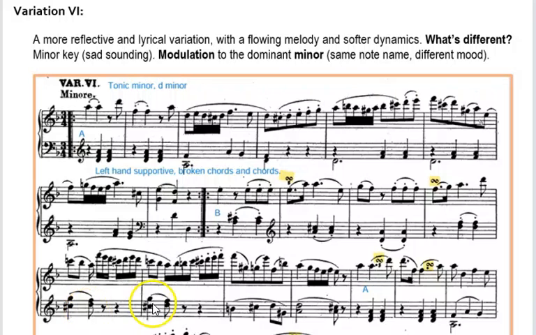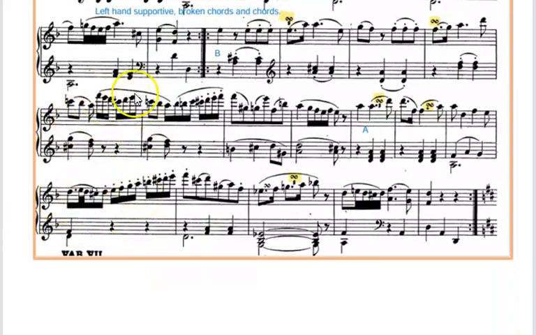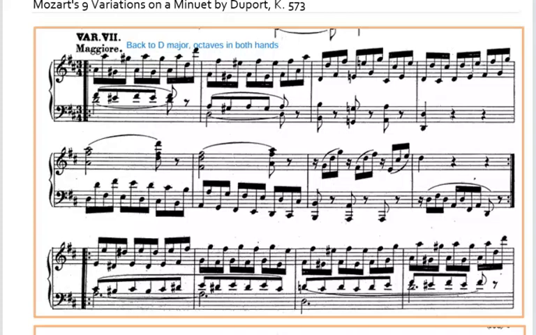We have a thin texture, and sometimes we have passages, scalic patterns there, and it is in the minor. It's the sad one. Variation 7 goes back to D major, and I can see a lot of octave movement in both hands.